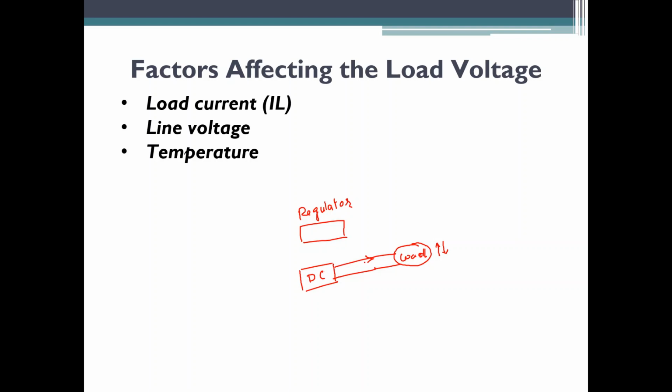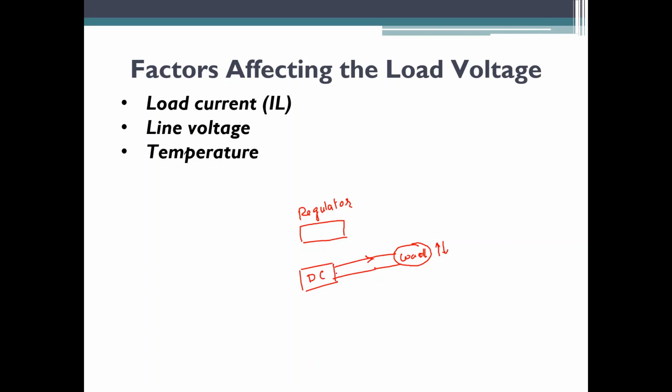So ideally the output voltage should remain constant. Ideally, what I expect is that this DC source should give a constant output voltage in spite of varying load. But practically, if there is a power source without a regulator, this load voltage will vary with respect to the varying load.